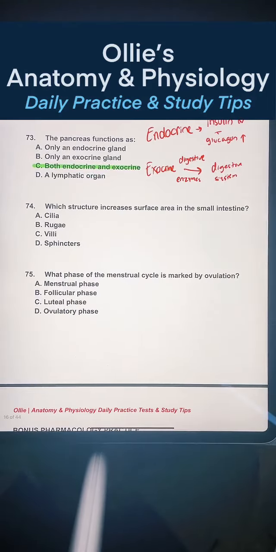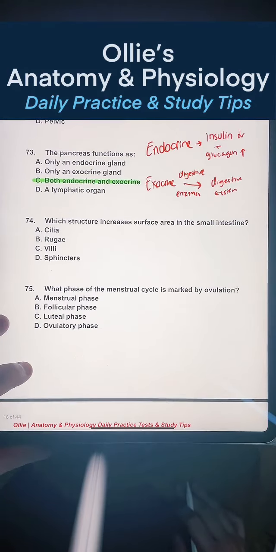Number 74, what structure increases surface area in the small intestine?